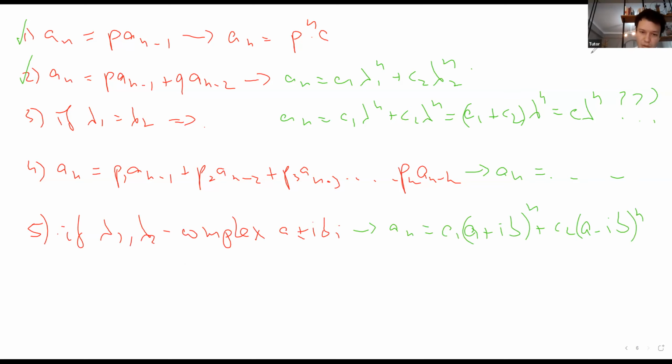So for example, if I wanted to ask you to compute a_100, you'd need to take 100 and plug 100 here and 100 here. And see, it gets messy very easily because you're not going to raise this to the 100th power.